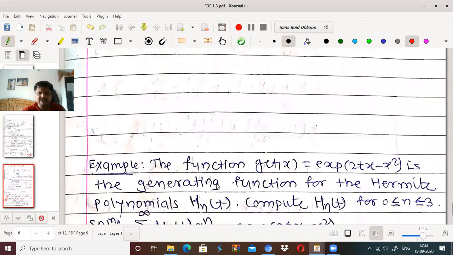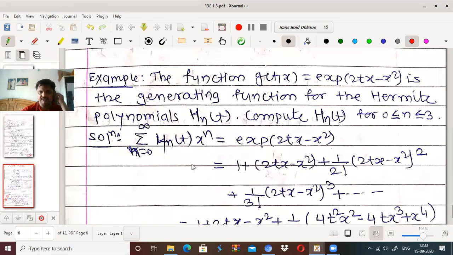Generating functions and exponential generating function. This is again an interesting example. The function g(t,x) equal to e to the power 2tx minus x square is the generating function for Hermite polynomial Hn(t). Then compute Hn(t) for n lies between 0 to 3.